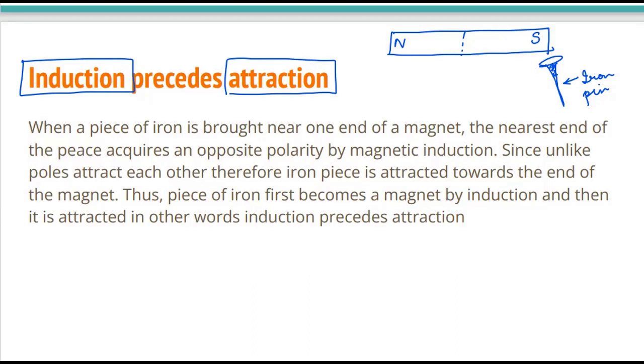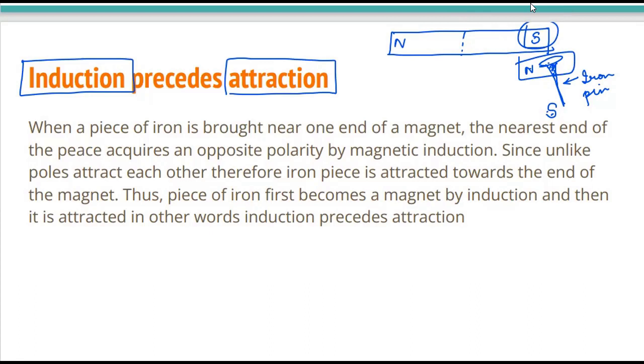Okay, that means here, a north pole is created, and on the other side of the pin, the tip of the pin, a south pole is created. So you see, obviously, this is what we learned just now, that at the near end of south there will be north, and at the farther end the similar polarity, south. So this is understood. And now what happens, this south and this north, obviously, they will attract each other. And then the pin is attracted towards the south pole of this magnet. So first induction happened and then attraction happened. This is what we are studying in this topic.